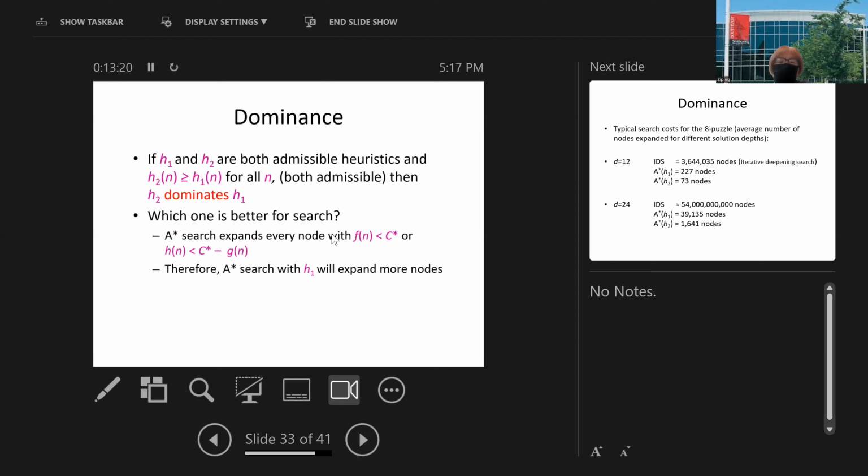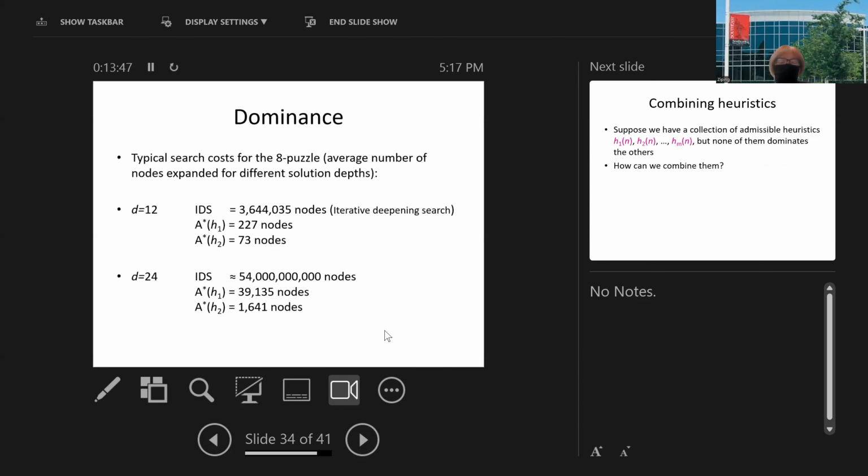And then it asks which one is better. A star expands every node with the cost function less than C star. So this says A star search with H1 will expand more nodes. And here it gives us more discussion for the eight puzzle, and we can see it will expand a lot of nodes.